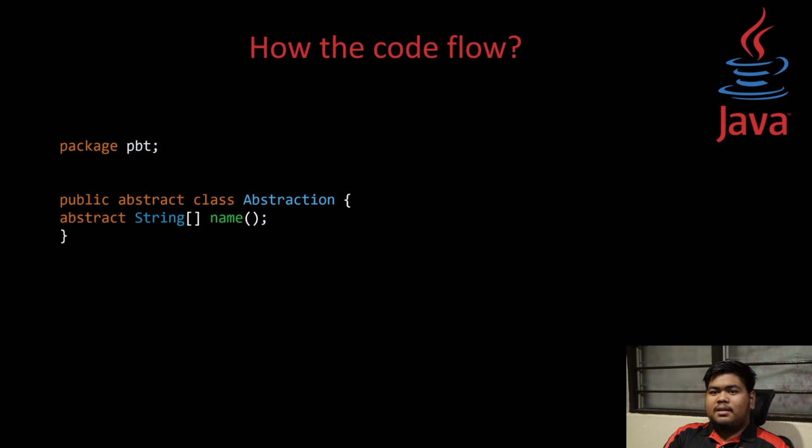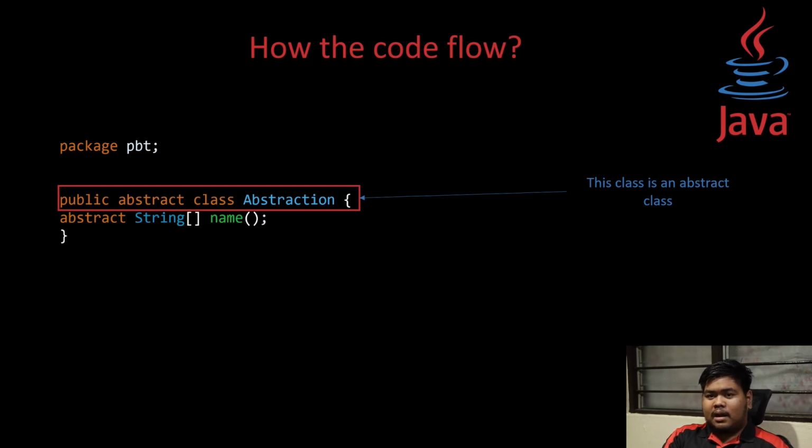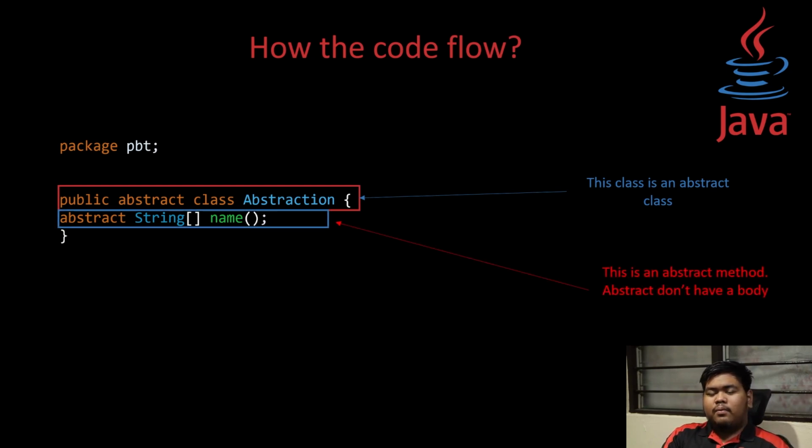Well, let's see here. This is the abstract class abstraction, and here we also have an abstract method. An abstract method doesn't have a body, so we have to implement the body in a new class. Those classes are the subclasses of this abstract parent class.